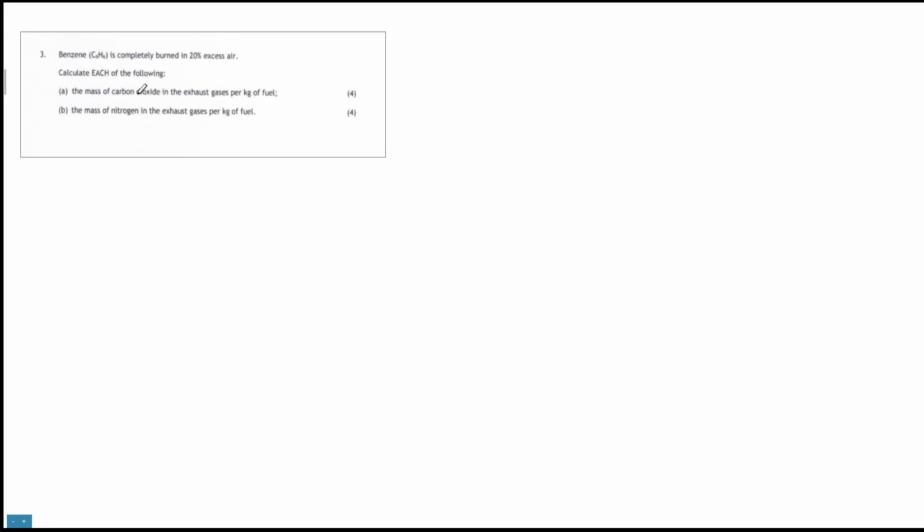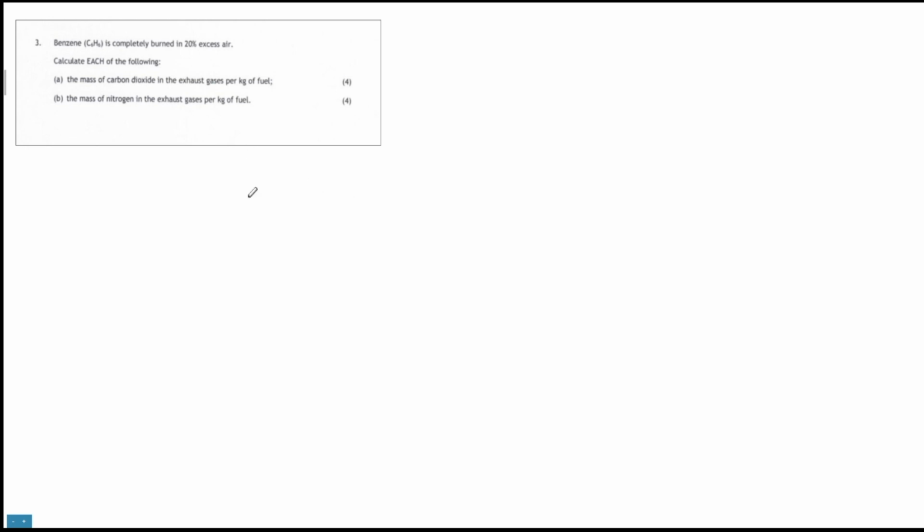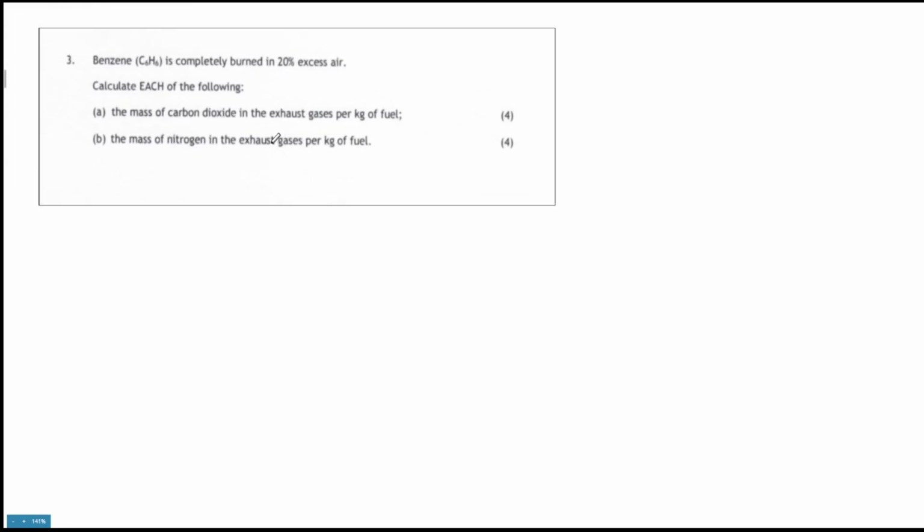We're going to need a bit more space, so I'll zoom out a bit and see if we can fit that in there. So benzene is completely burned in excess of air. I'm going to fit this in because it's going to be quite big. We're going to be burning 1 kilogram of fuel. So first of all, I think we've got to work out how much carbon there is in the fuel.